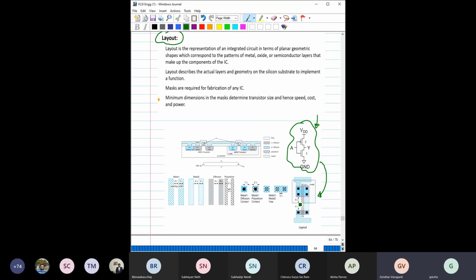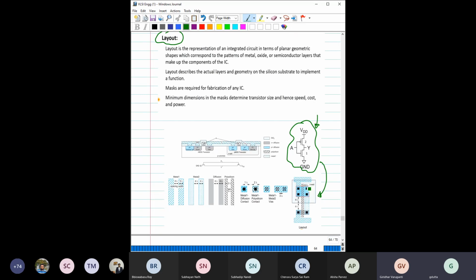Okay, so these dimensions are 6 lambda. What is this lambda and all these things? All these things have been clearly discussed there, right? So this 6 lambda, as a designer you don't have to fix. The fabrication guys will fix the design rules.